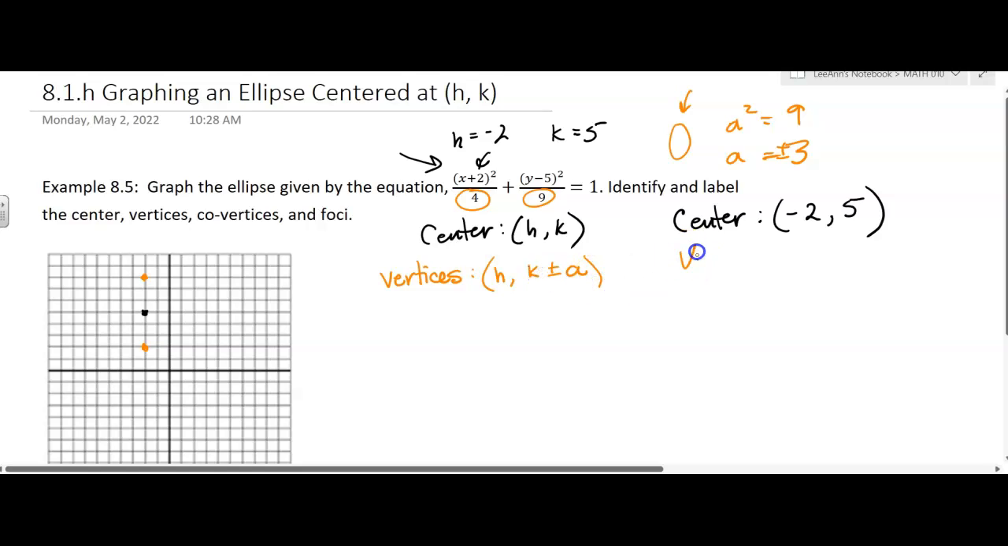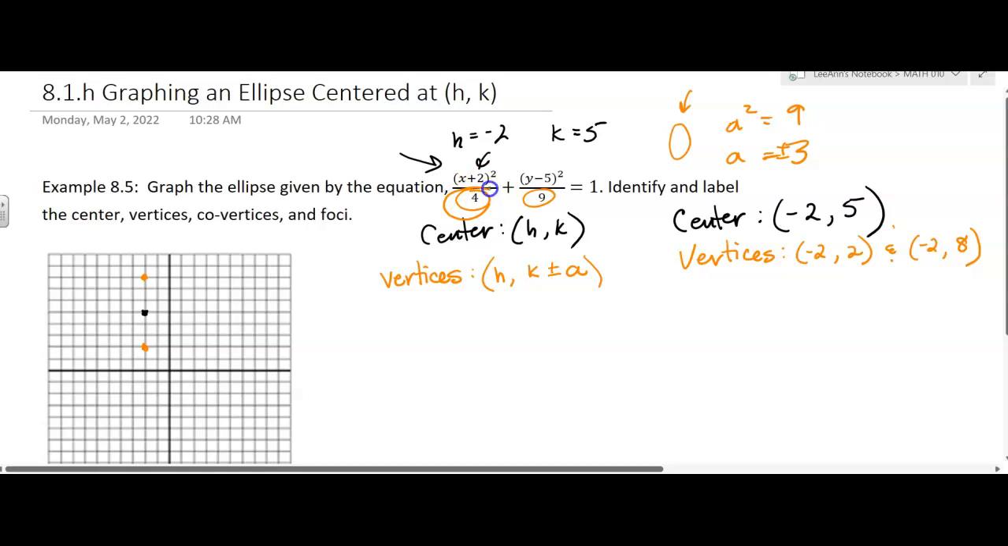And so our vertices, I would just read them off the graph, they're integers, but I'll show you both. So it looks like what have I got? -2, 2, and -2, 8. Okay, so those are my vertices. And now we're going to do co-vertices.